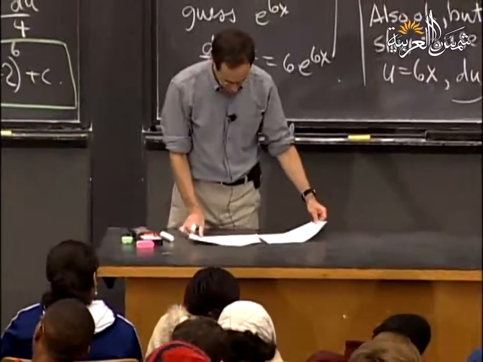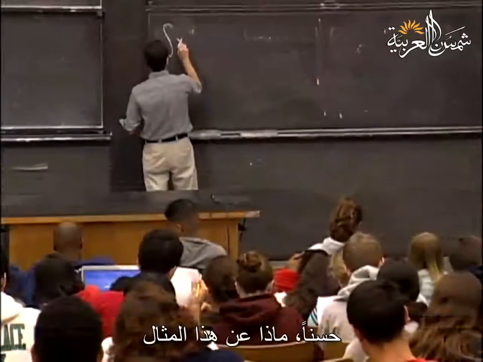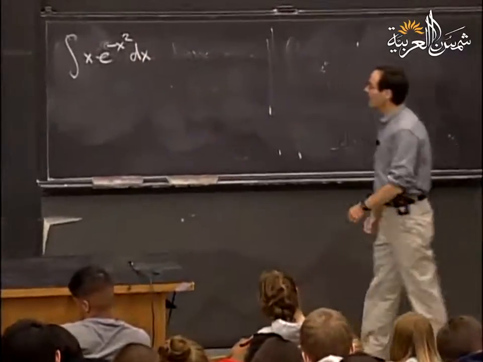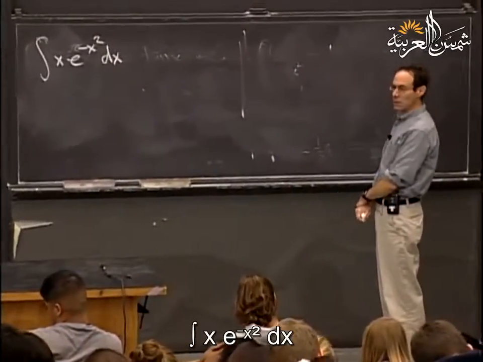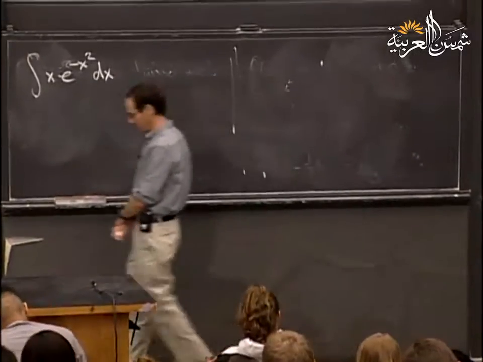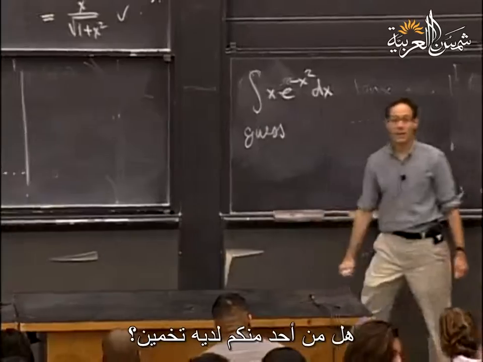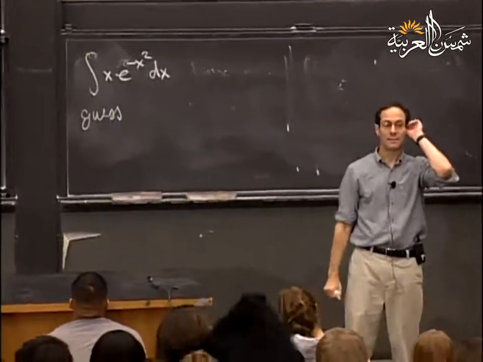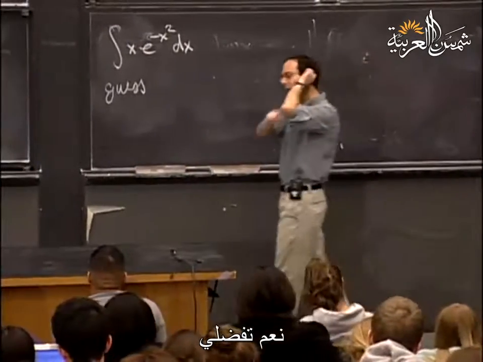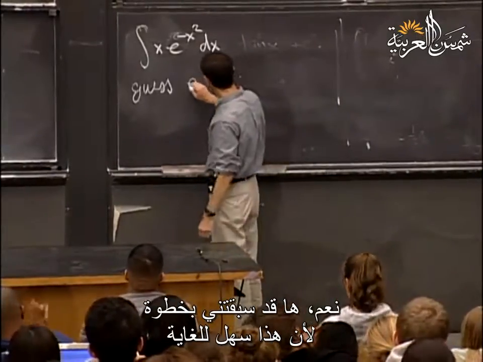All right. Well, I'm going to give you a couple more examples. So how about this one? x times e to the minus x squared dx. What's the guess? Anybody have a guess? Yeah, go ahead. Yeah, so you're already one step ahead of me because this is too easy.